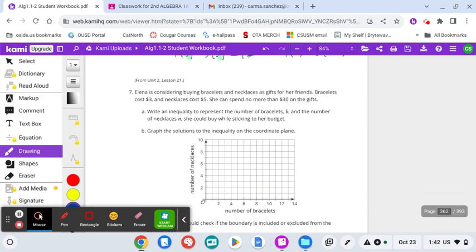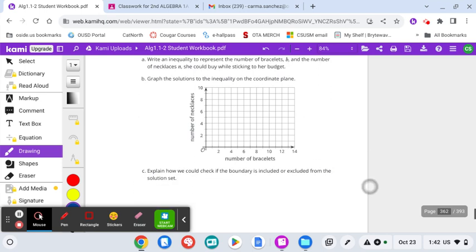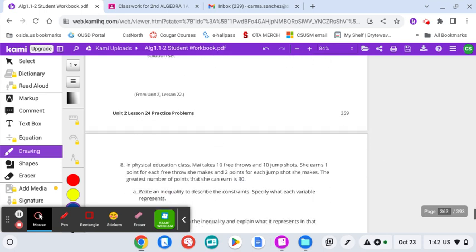Elena's considering buying bracelets and necklaces as gifts. Bracelets and necklaces have these costs and you can spend no more than 30 on the gifts. Use N and B. Go ahead and write the inequality and graph it and explain how we can check if the boundary is included or not. So hopefully you can work through this after doing the other examples. Write the inequality, choose whether you want to graph by intercepts or by y equals mx plus b format.